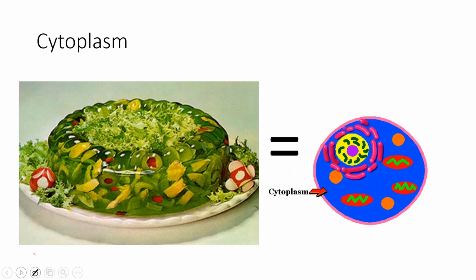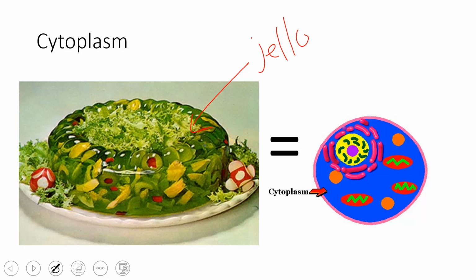I like to compare cytoplasm to this stuff that my grandmother used to make called Jell-O salad. It was really gross. Don't tell her I said that. But Jell-O salad was made out of Jell-O, and inside she used to put a bunch of different kinds of fruits and vegetables, and they would be inside of the Jell-O. So as you can see in this picture here, the Jell-O would be the cytoplasm, and all of the other things that are inside would be the organelles. They're the things that are being held in place. So cytoplasm is kind of like Jell-O salad.